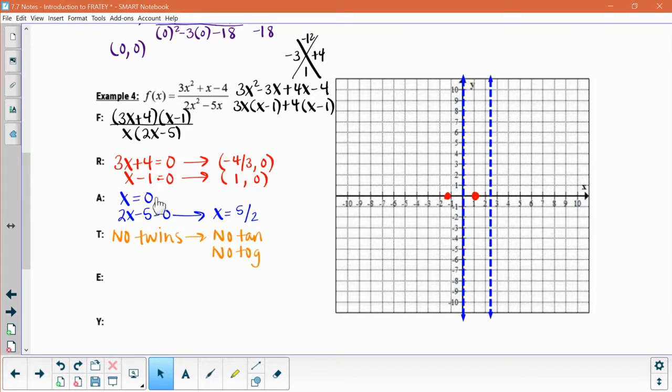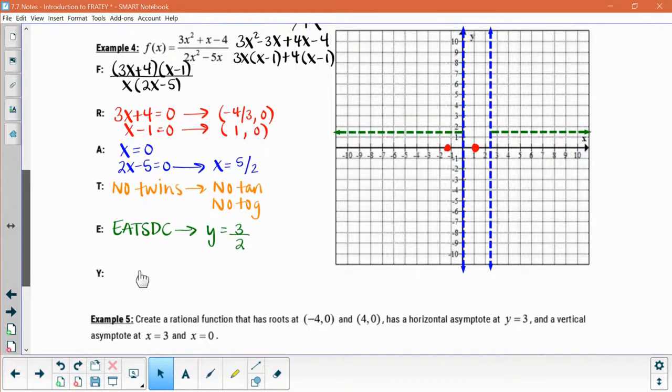For end behavior, I'm going to look at my highest exponent. Both of them are 2. Yes, that will eventually change, but for now on day 1, we're going to make sure that we're doing something consistent. So I'm going to take my coefficients, 3 over 2. That's going to become the end behavior for my curves.